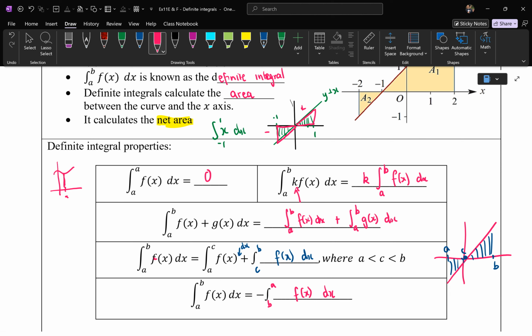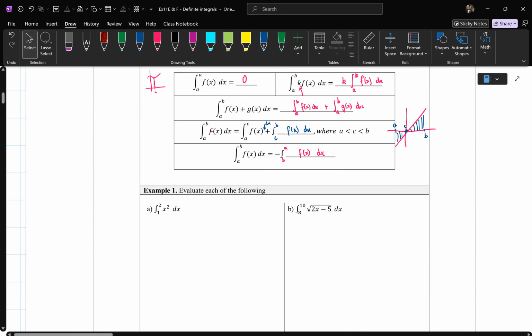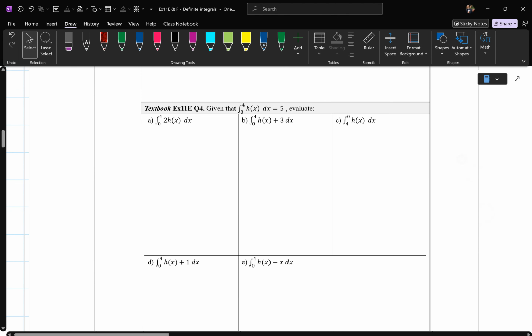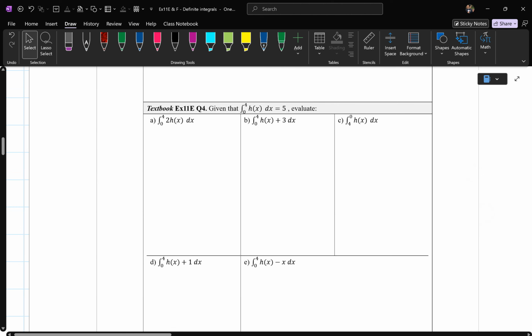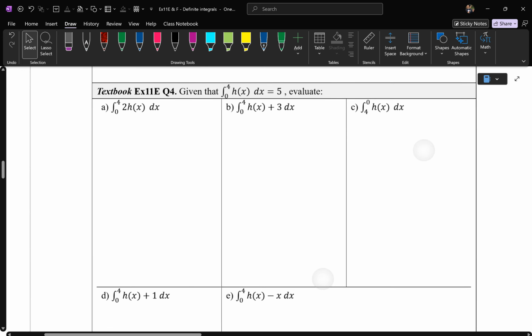Okay, so there are some definite integral properties that you'll find useful, especially in your textbook. In the second page, I think it was question 4. If you flip over, it'll be useful for question 4.11E as you're answering these questions later. Okay, so these type of questions.